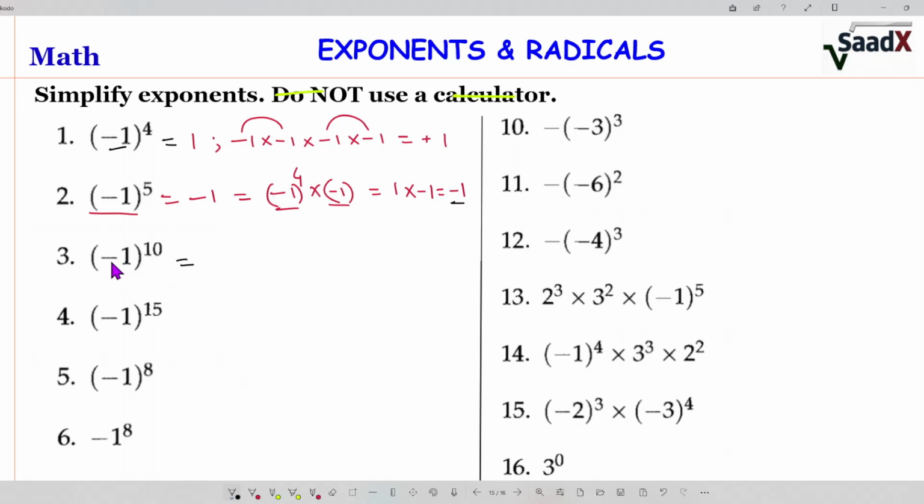Similarly, here is minus 1 to the power 10, it should be plus. Minus 1 to the power 15, 15 is an odd number, so it will be minus 1. Same thing, minus 1 to the power 8, 8 is an even number, so the answer will be positive. But in here, 1 to the power 8 means 1, and here is negative. So inside the bracket and outside the bracket, it's not a similar thing. Be careful.